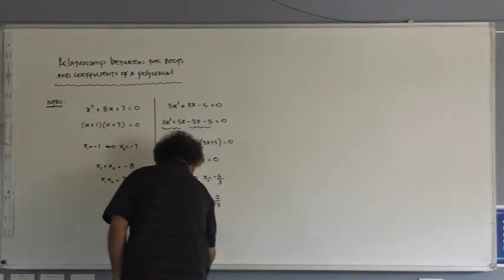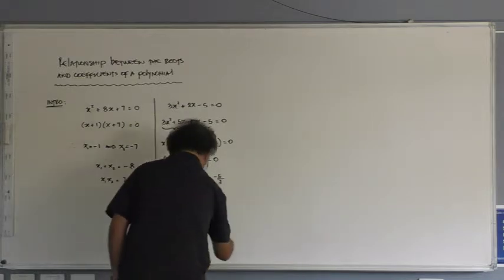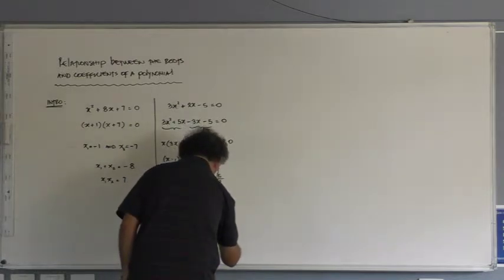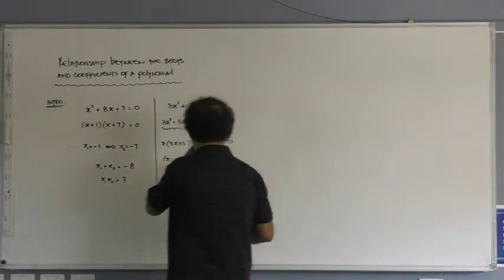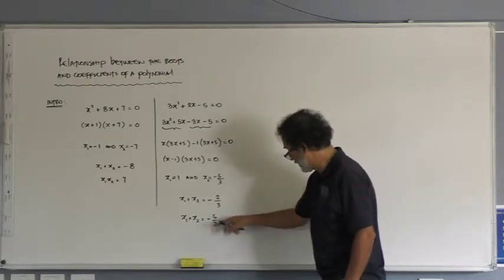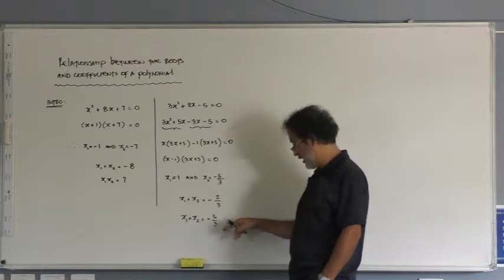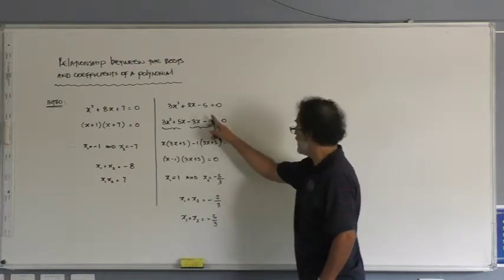And when you times them together? It's just negative 5 over 3. Still negative 5 over 3. All right, and then we're going to look at this fraction, and we're going to see if there is any relationship between the answers and this coefficient.